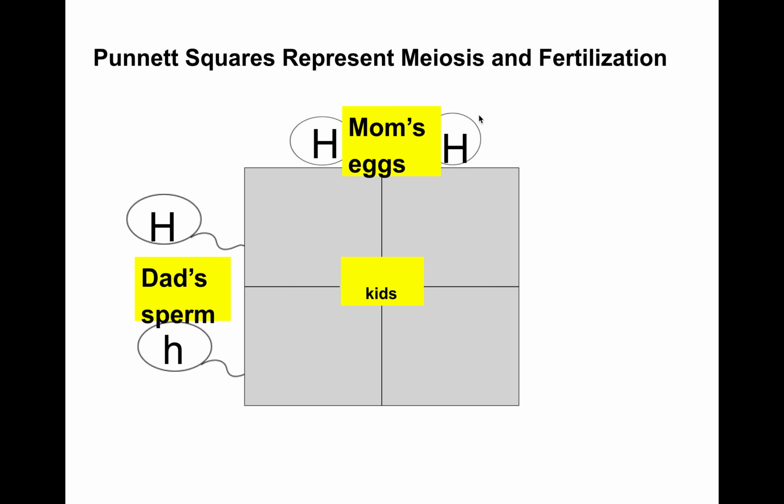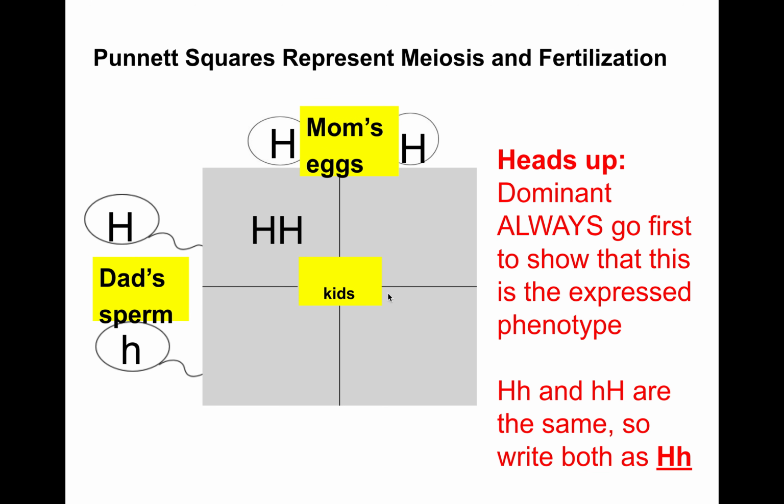Now, because the mom's genotype is big H big H, I know she has a 100% chance of passing on only the big H gene. I'm going to put big H on both of her two options. While the dad has a big H and little h gene, so he has a 1 out of 2 chance of passing on big H, and a 1 out of 2 chance of passing on little h. Now, I'm going to predict the kids using the Punnett square. In this case, big H from the dad, big H from the mom, it goes in like this.